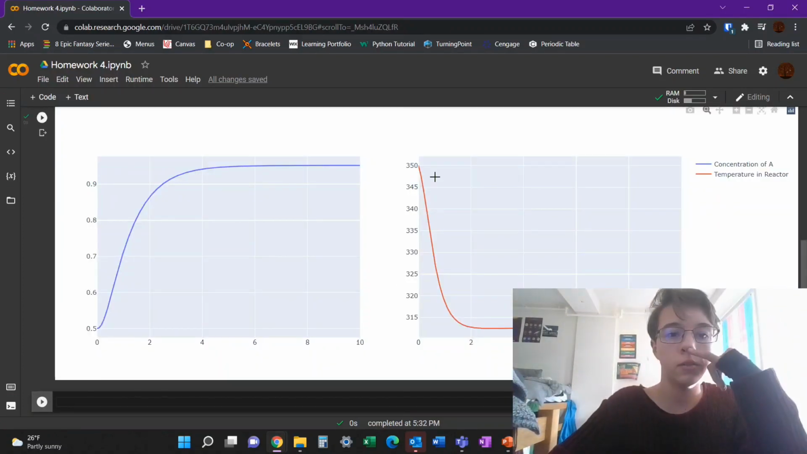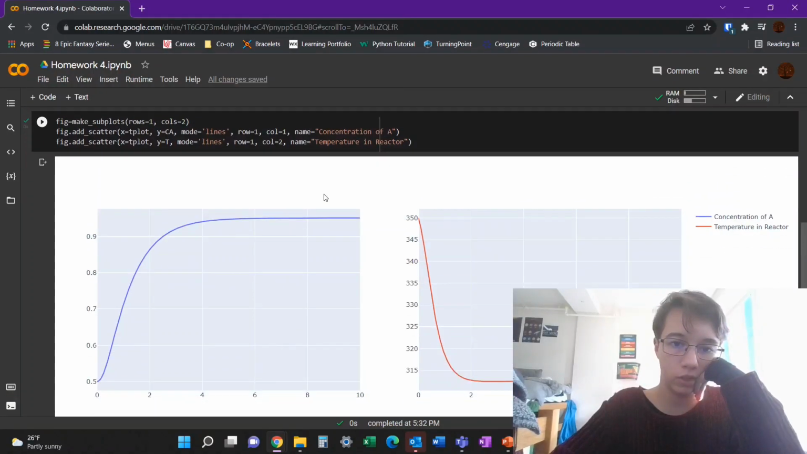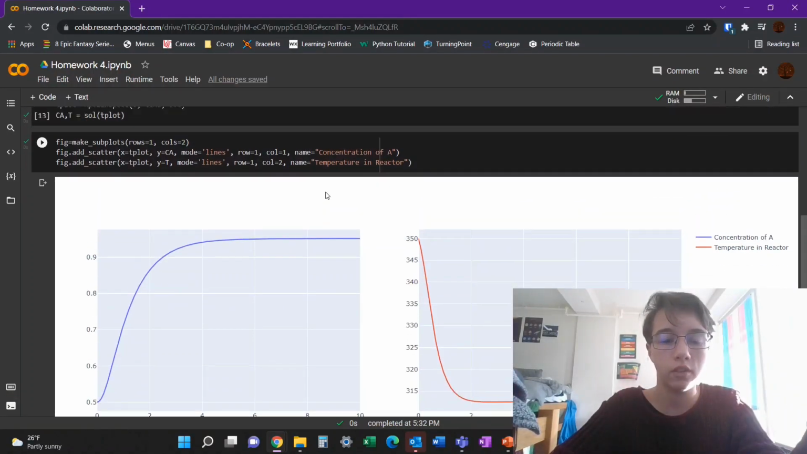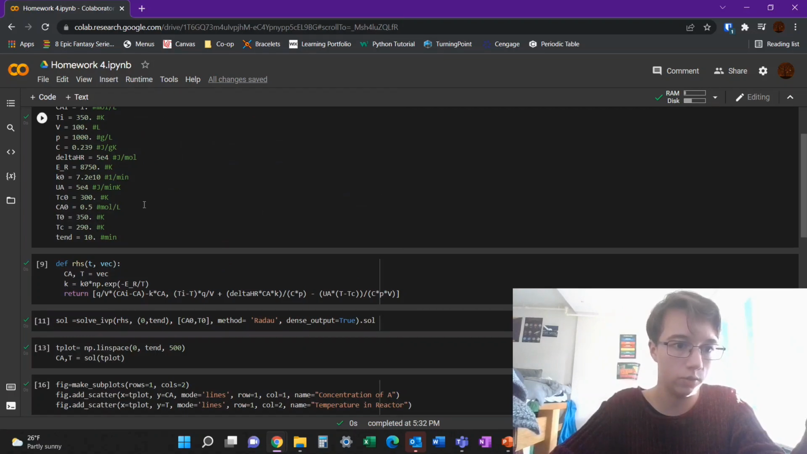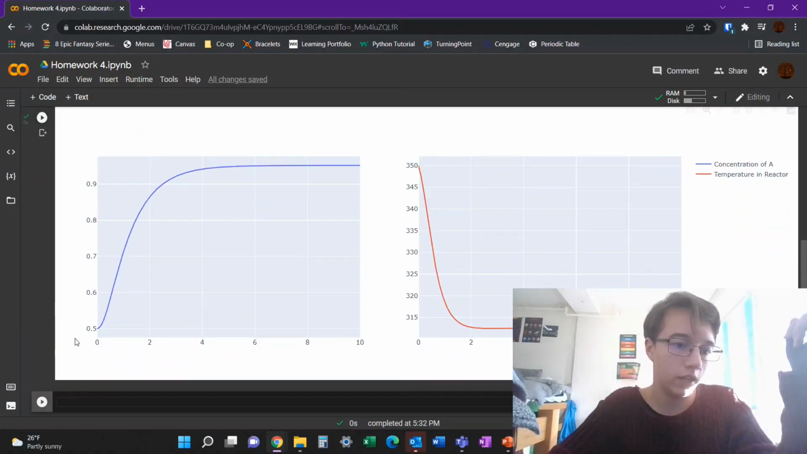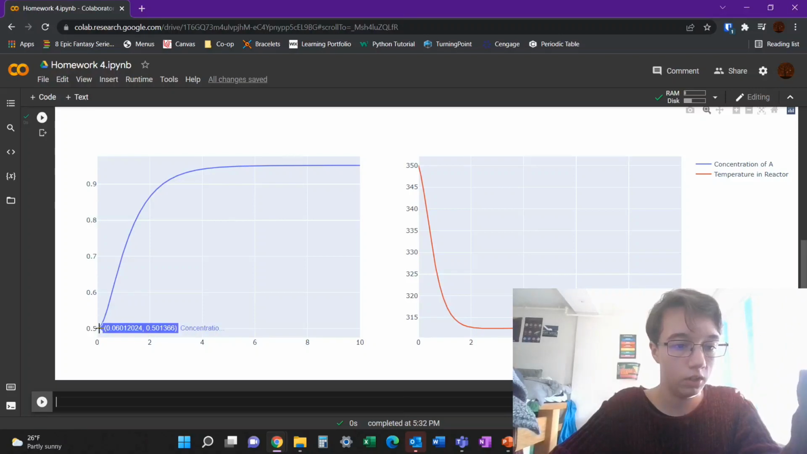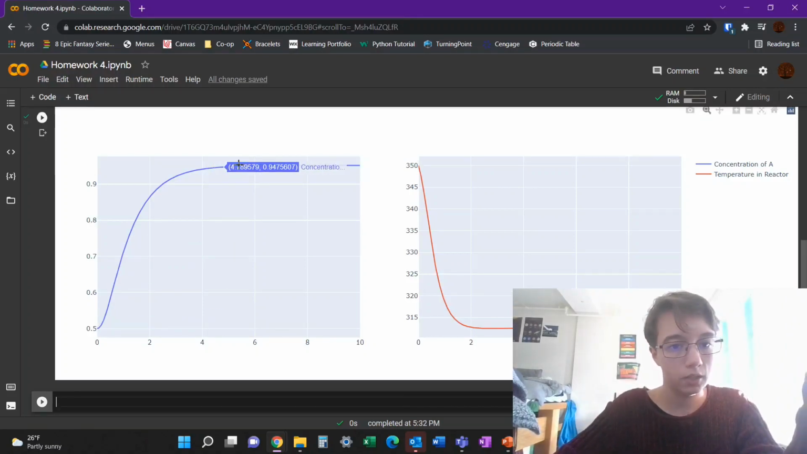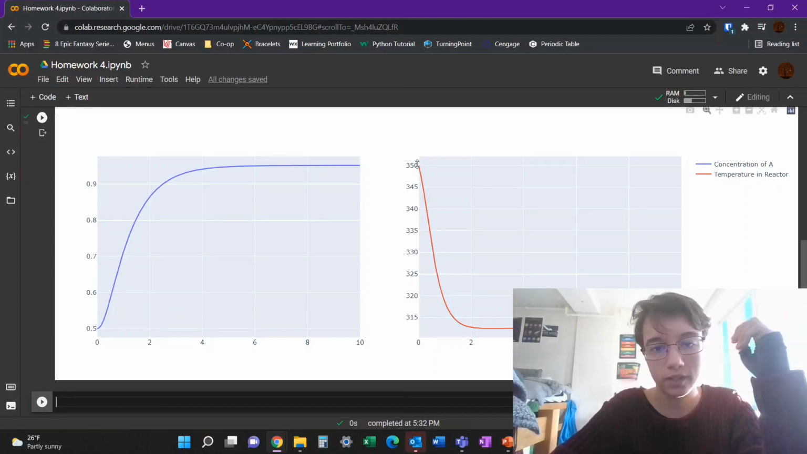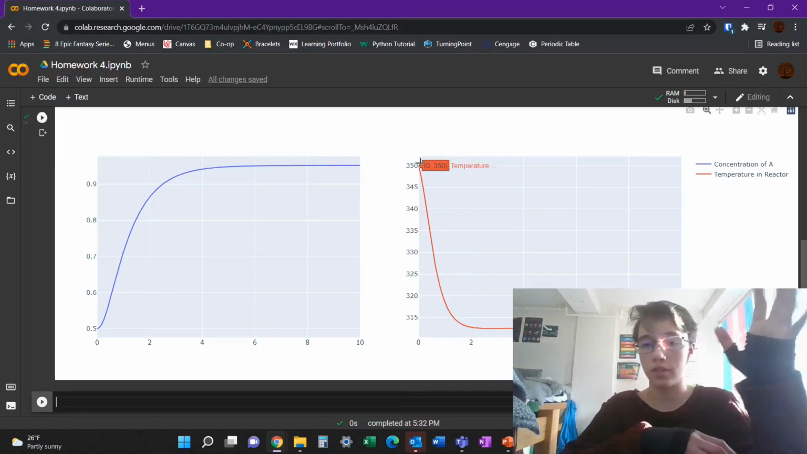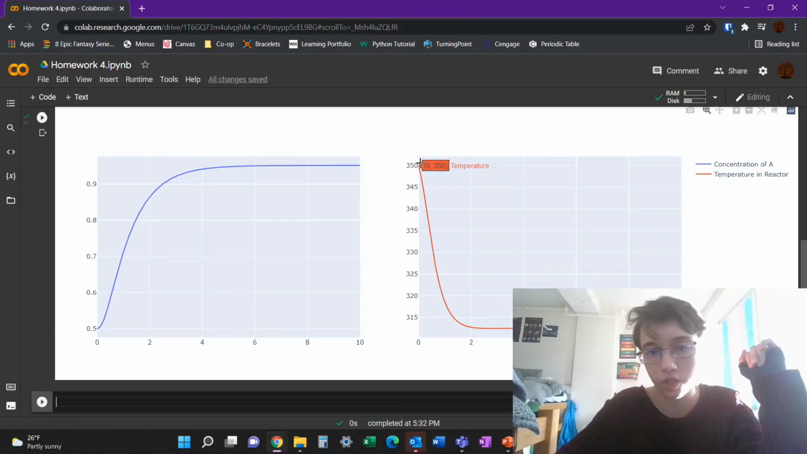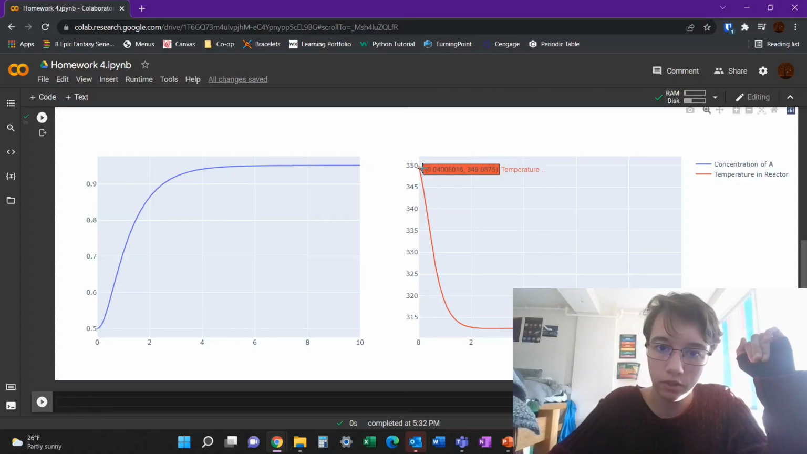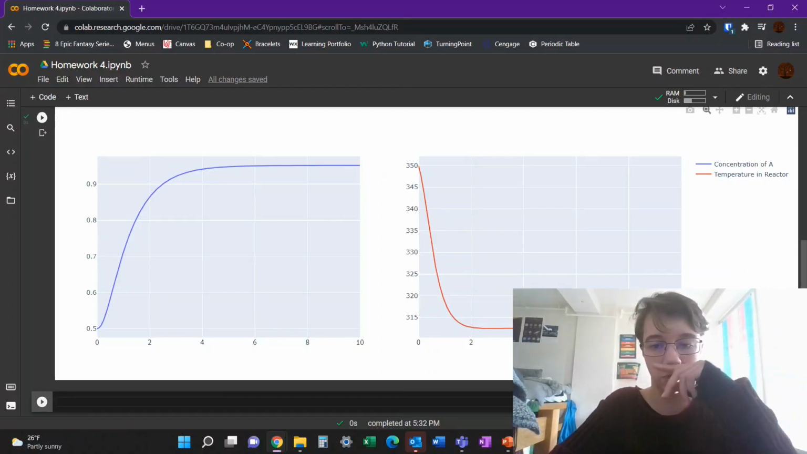Alright, so we've got some nice looking plots here. We can see that when you change the temperature of the coolant from 300 Kelvin to 290 Kelvin, the concentration of A goes from 0.5, because that's our initial value, and goes up past 0.9, so like the 0.95 range, in the first 10 minutes. The temperature inside the reactor, because we know how the coolant temperature changes, goes from 350 Kelvin down to about 312 Kelvin over the course of 10 minutes.